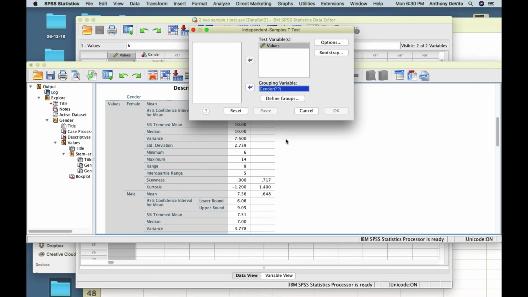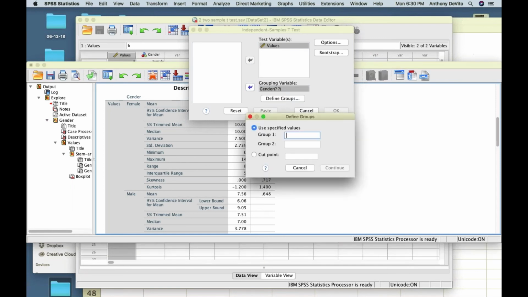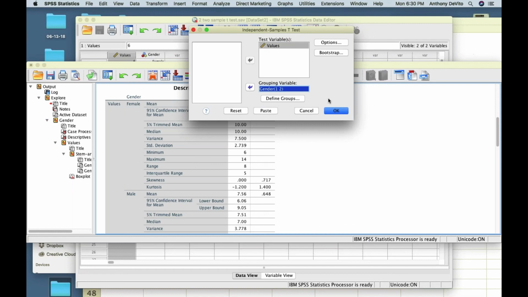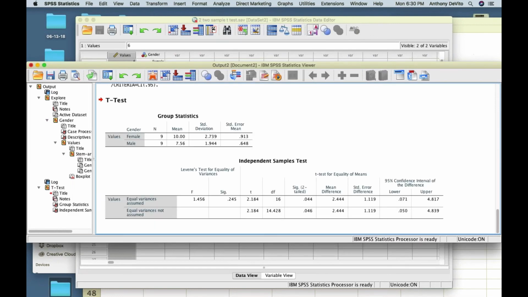Now I don't recall. I believe that male and female was identified as a 1 and a 2. If it doesn't work, I'll have to go back there and do it again. Tell it that 1 is female, 2 is male, and click continue. See if it works. Okay, it looks like it worked. So here it repeats our statistics for descriptive statistics. The female mean is 10. The male mean is 7.56.